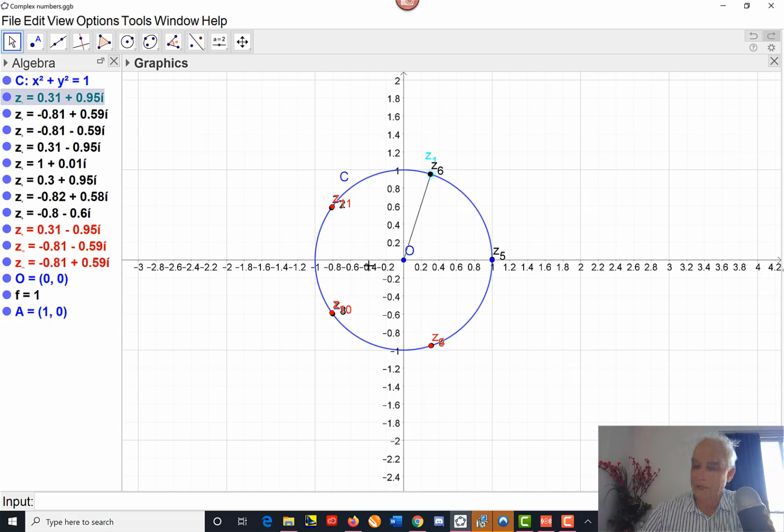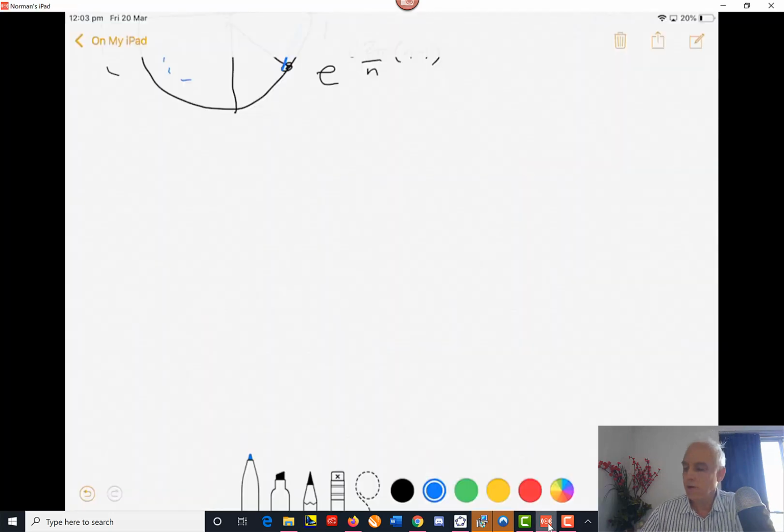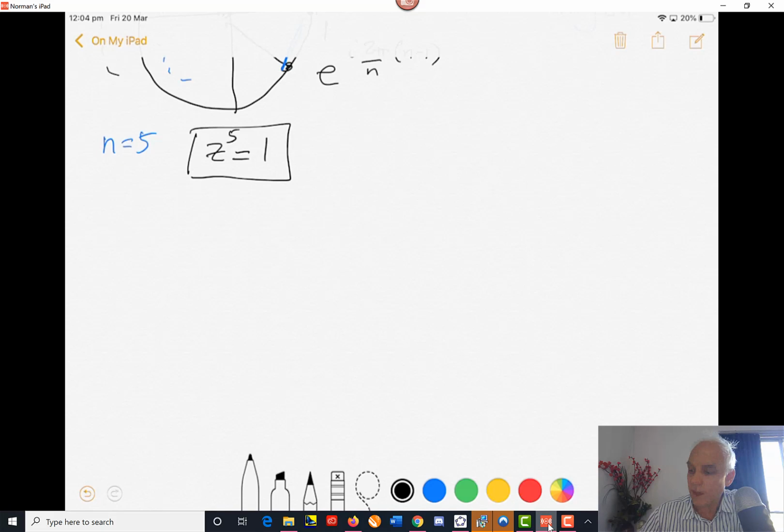Okay, so let's now go back to our screen here. Now let's have a look at n equals 5, where we're talking about the solutions of z to the 5th equals 1. If we want to factor this, the way we do that is we take z minus 1, and then we get z to the 4th plus z cubed plus z squared plus z plus 1.